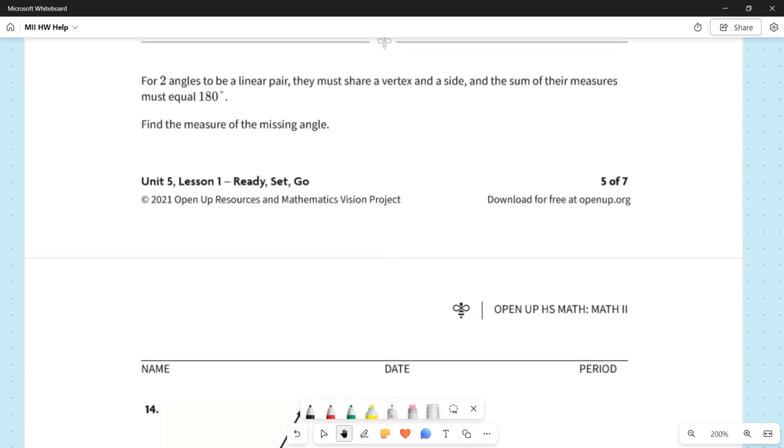Directions for 14 say, for two angles to be a linear pair, they must share a vertex on a side, and the sum of their measures must be 180 degrees. So they have to share a vertex on a side, and the sum of their measures must equal 180. Find the measure of the missing angle.